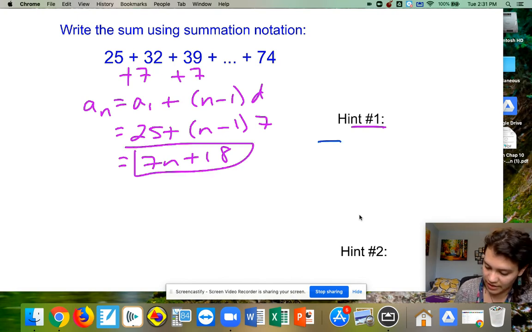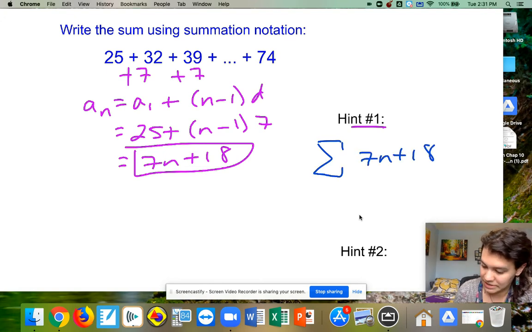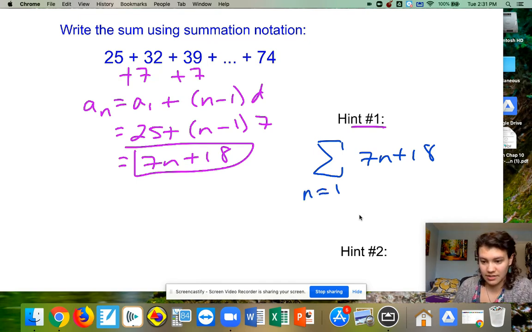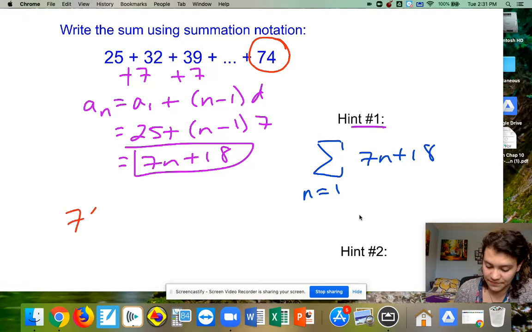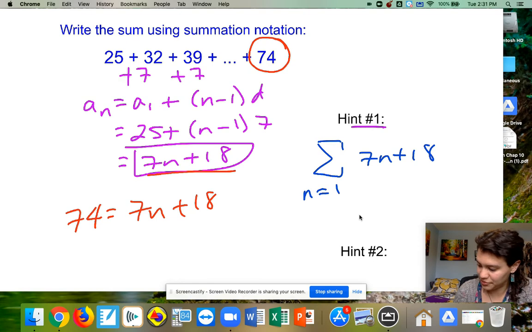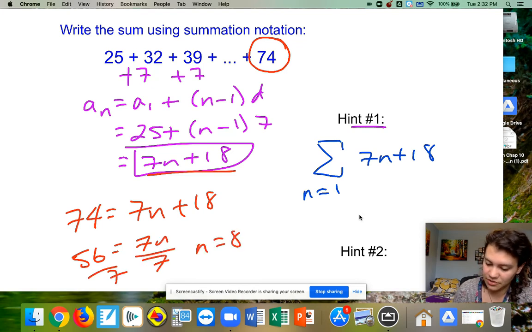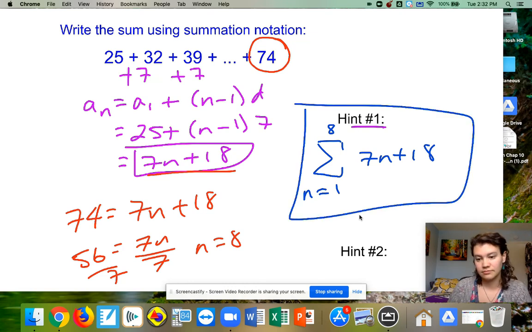So this is what's going to go as part of our sigma notation. I'll rewrite that here. We want 7n plus 18, and then we'll say we start with n equals 1. It doesn't really matter what you pick as long as when you plug it in, you get 25. And now we need to figure out what goes on top. What's our n term? Take whatever the last term they give you is and set that equal to your formula, and then solve. So subtract 18 from both sides, divide by 7, and n will end up being 8. Then you can put 8 on the top right here, and that is your sigma notation.